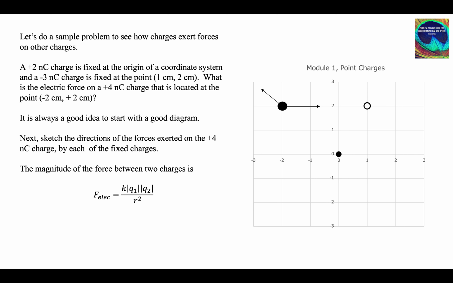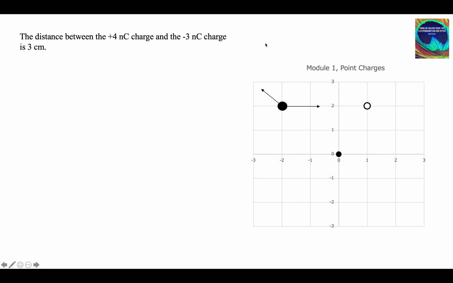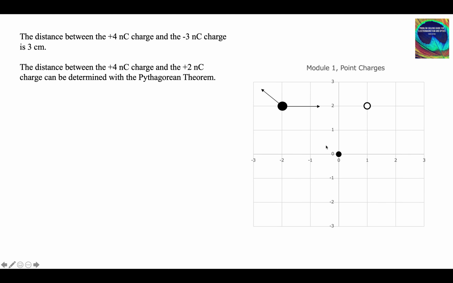We can calculate the magnitude with this equation, kq1 q2 over r squared. We know the charges, all the charges are given. We have to get the distances. If we're going to calculate them, we need the distances. The distance between the plus 4 and the minus 3 is easy. That's just 3 centimeters. We have a diagonal distance here, and we can get that using the Pythagorean theorem. It's 2 over and 2 up, and the hypotenuse is right there. And we can calculate that distance, 2.828 centimeters, and now we are ready to go to get the lengths of these two force vectors.